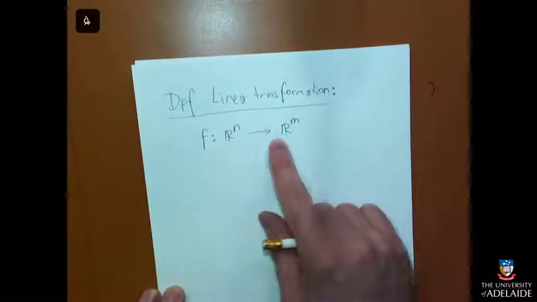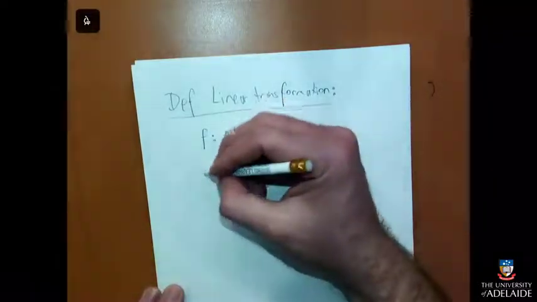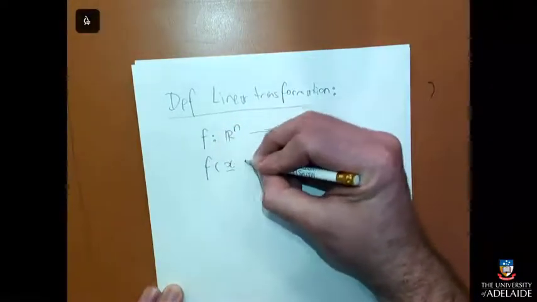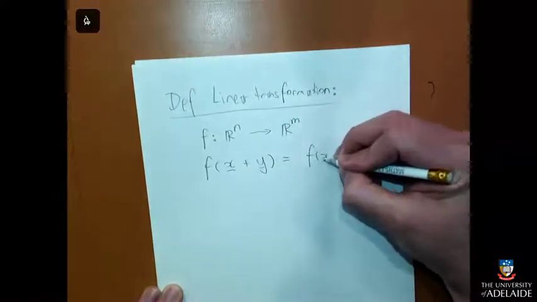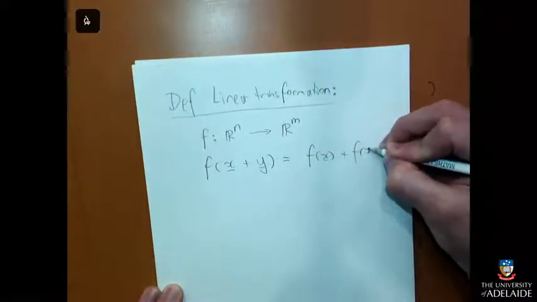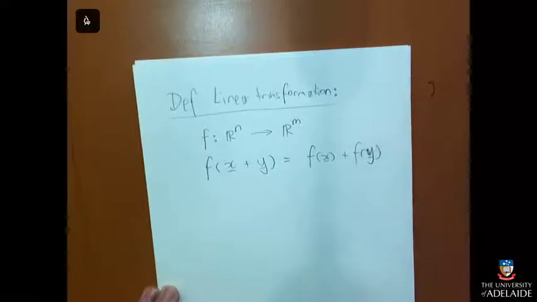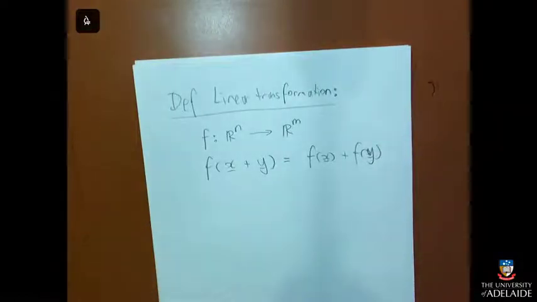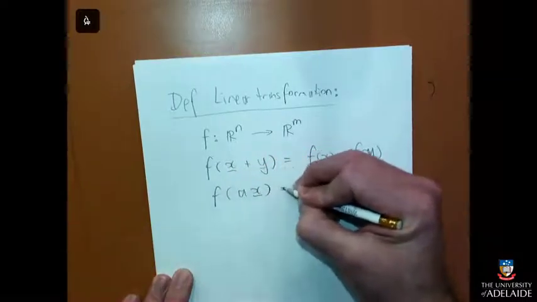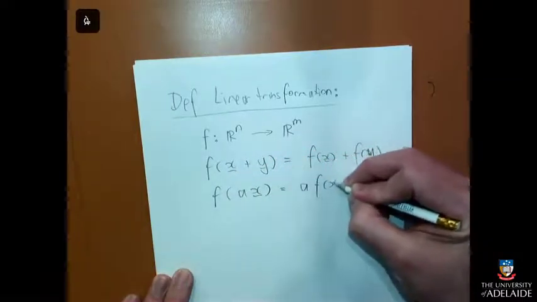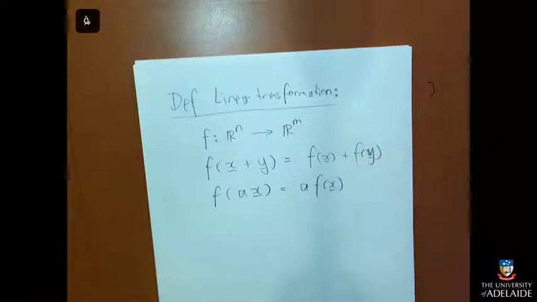So I have a function that goes from somewhere to somewhere else, and it has the property that if I add vectors beforehand, it's the same answer as if I add them after. And also, it has the property that if I multiply beforehand, it's the same as multiplying after.